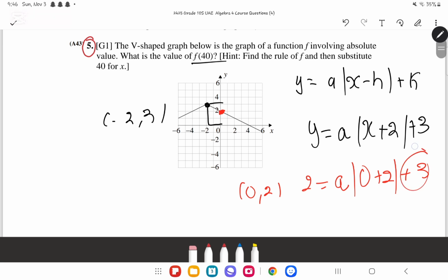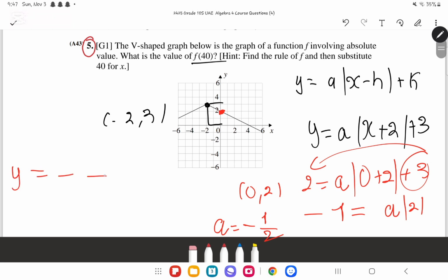Bring plus 3 to the other side, you're going to get minus 1. Minus 1 is equal to a times the absolute value of 2. So then you get that a is equal to minus half. So now our function is y is equal to minus half times the absolute value of x plus 2 plus 3. Now we found our function.